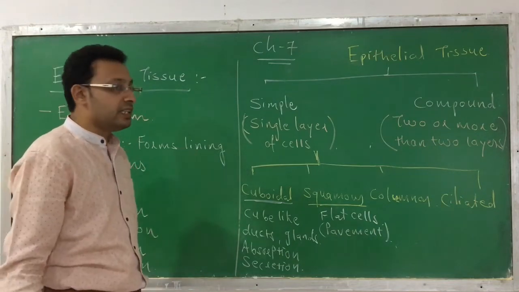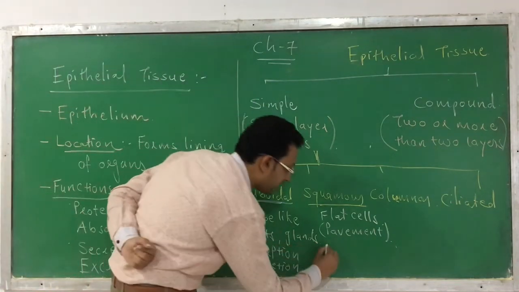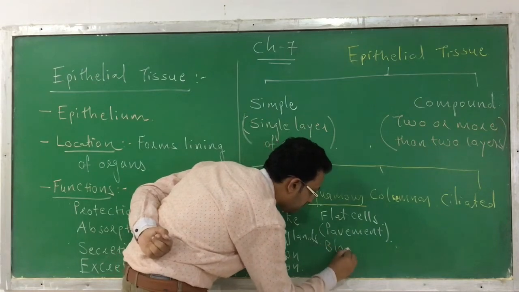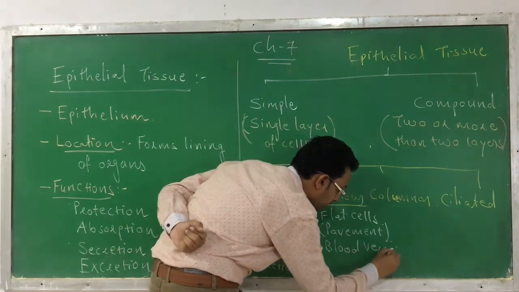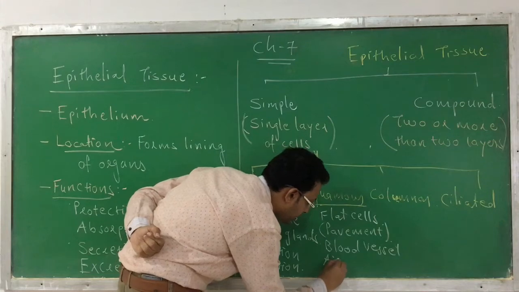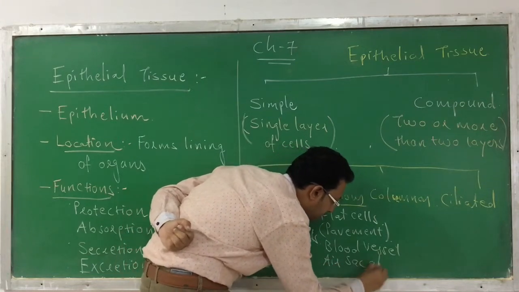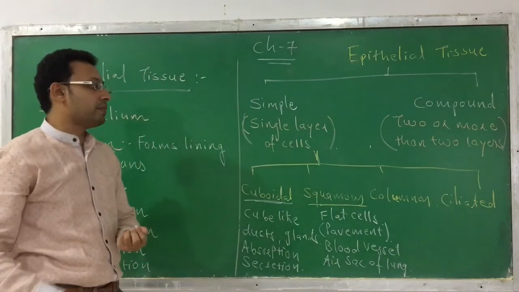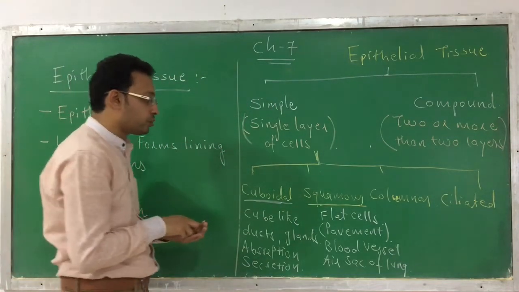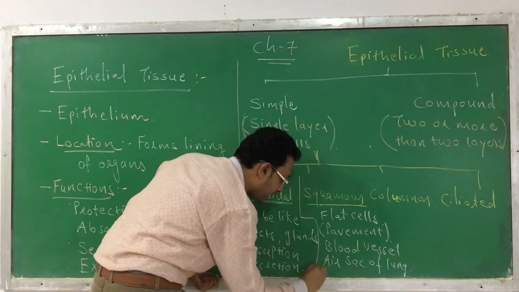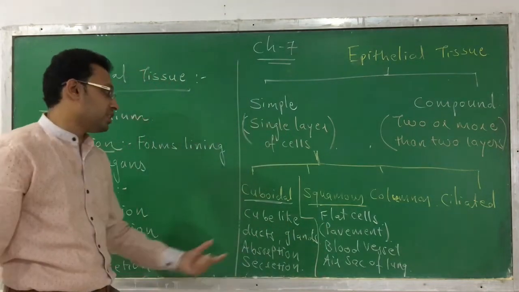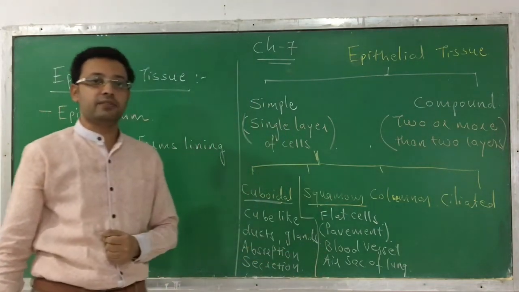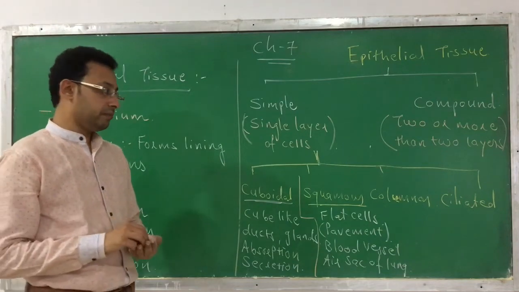This squamous epithelial tissue is present in blood vessels, or even in the air sacs of the lung. These are the usual locations where you can find squamous epithelial tissue. Okay, so I hope you are clear with the first two types of simple epithelial tissue, cuboidal epithelium, and the second one, squamous epithelium.